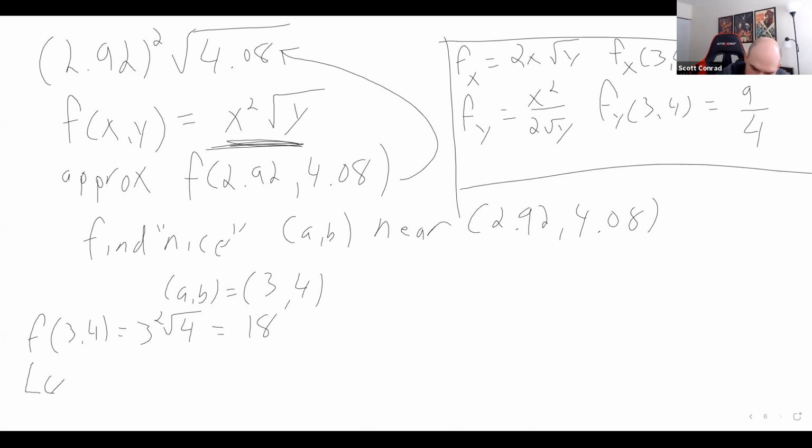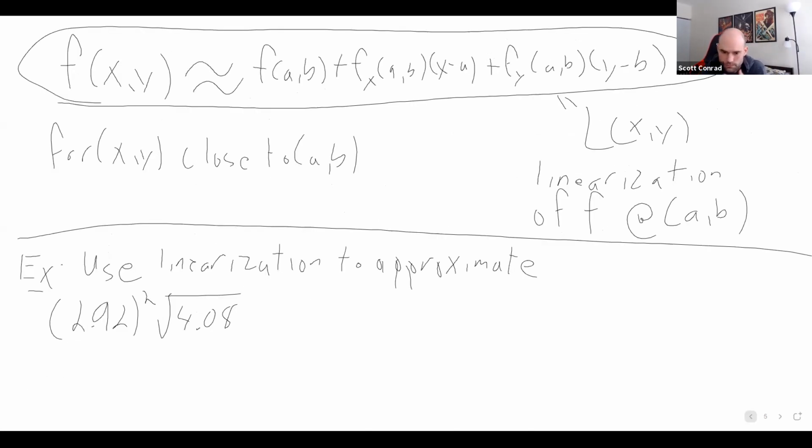So let's put this together. Our linearization at the point 3, 4 is the value of our function at 3, 4 plus the partial with respect to x times x minus a plus the partial with respect to y times y minus b.